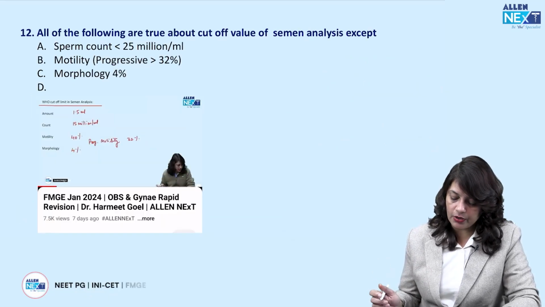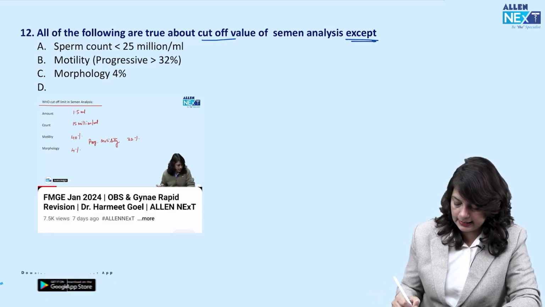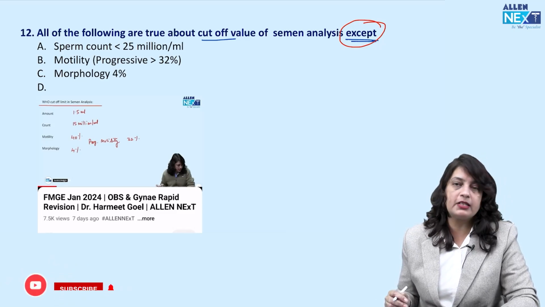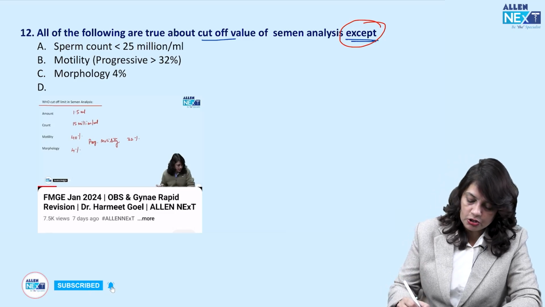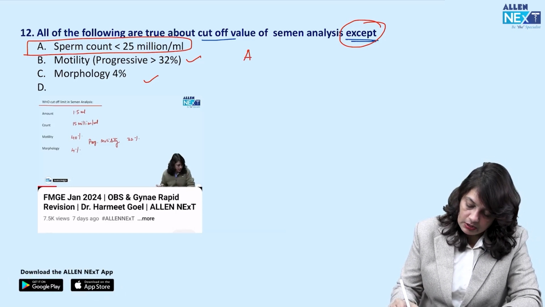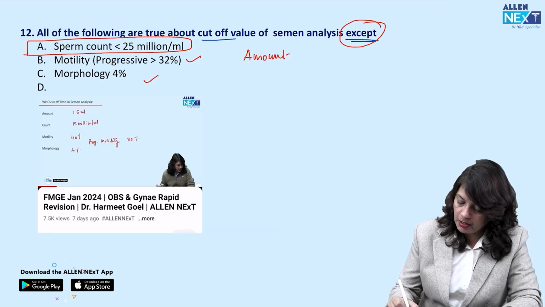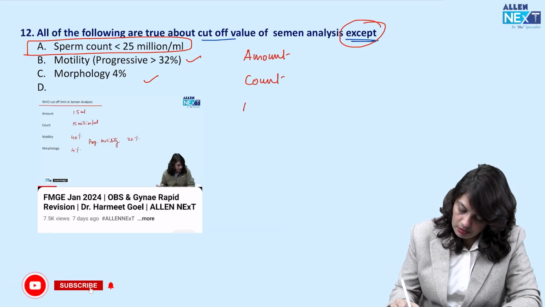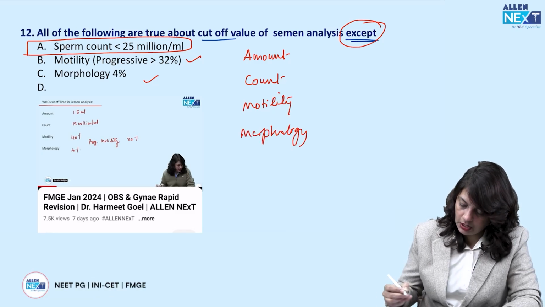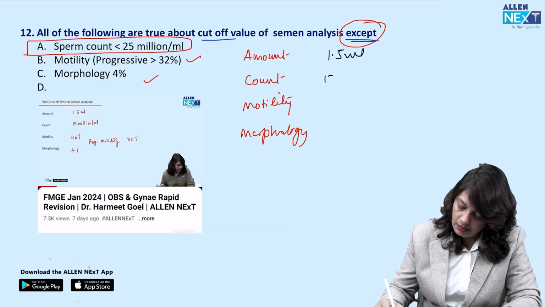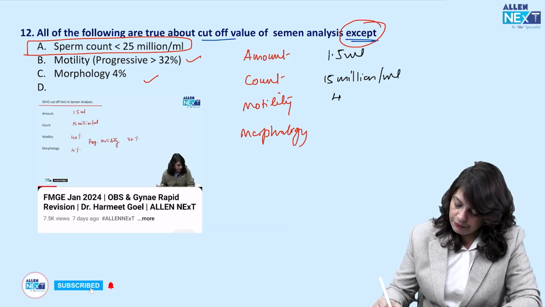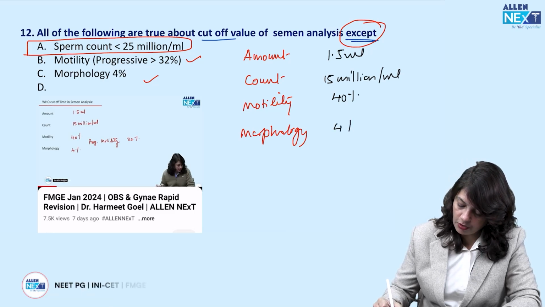Next, all of the following are true about cutoff value for semen analysis except: sperm count less than 25 million, motility progressive 32%, morphology 4%. So progressive motility and morphology are correct, but the cutoff value for sperm count is different. The WHO cutoff limits are: volume 1.5 ml, count 15 million per ml, motility 40%, progressive motility 32% and morphology 4%.